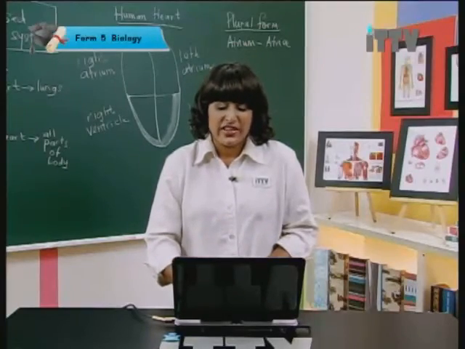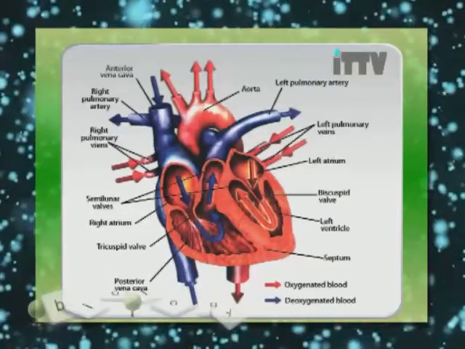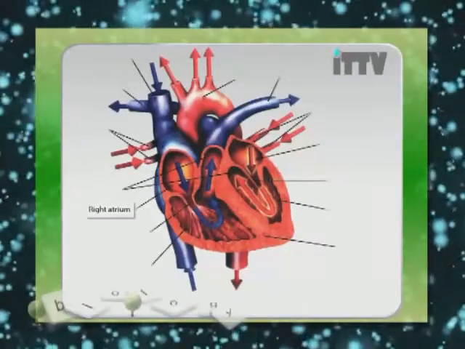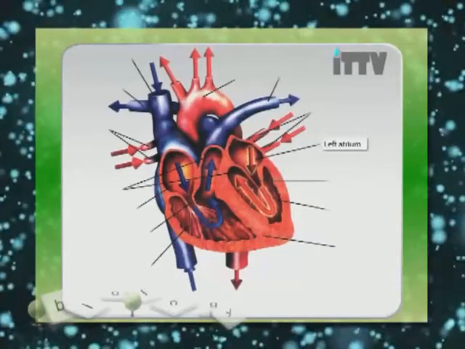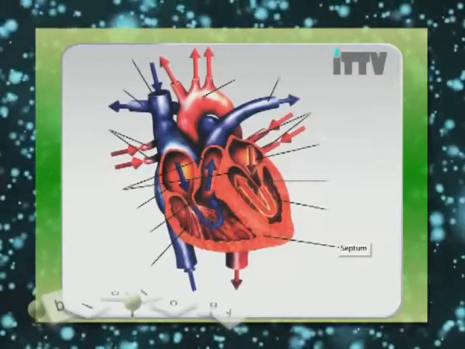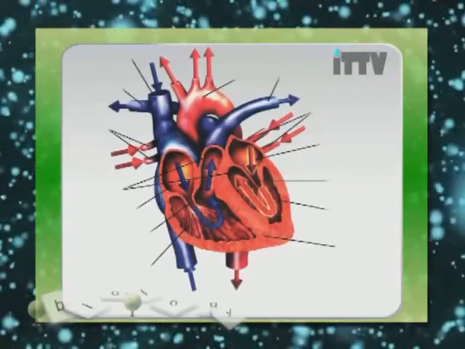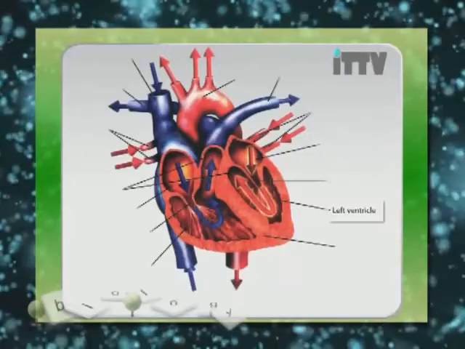Now, let us take a look at the diagram again. There is a separation between the right atrium and right ventricle and the left atrium and the left ventricle. It is separated by a wall of muscle called the septum. Now let us take a look at the left atrium and left ventricle.